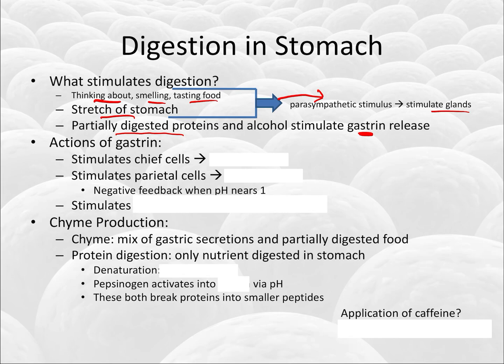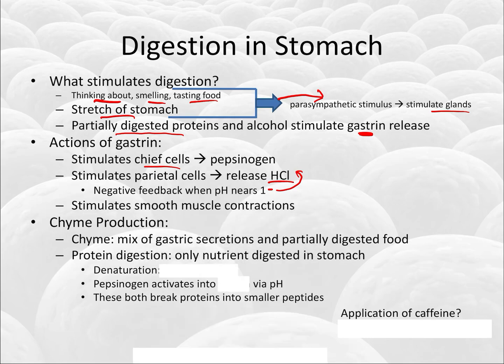Okay, so gastrin, that hormone released by those enteroendocrine cells, does multiple things. It stimulates the chief cells to do their job of releasing pepsinogen, and stimulates those parietal cells to do their job of releasing hydrochloric acid, which has some negative feedback when the pH nears 1. When it gets all the way down to 1, that tells the parietal cells to stop releasing hydrochloric acid. And then gastrin also stimulates smooth muscle contractions of the stomach and the whole digestive tract.